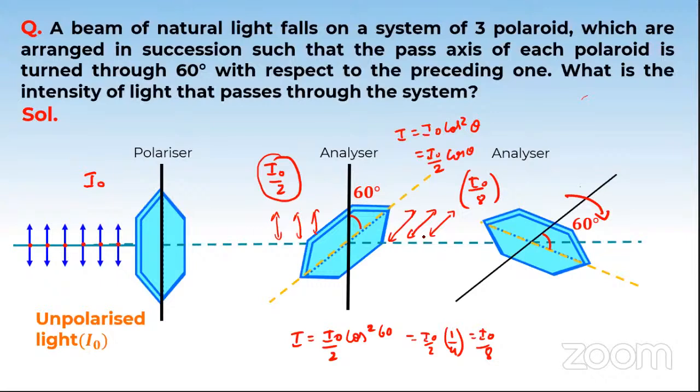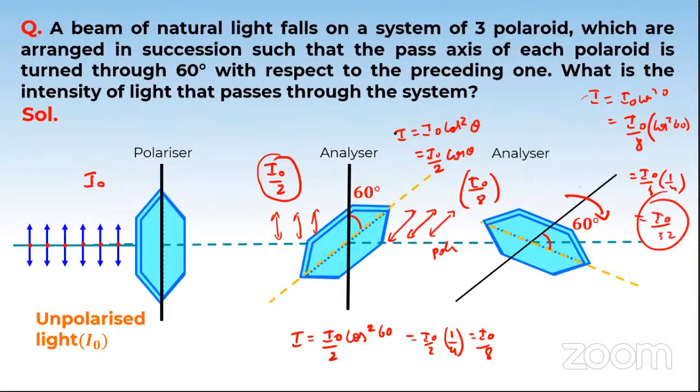See, I'm using a polarized light here for polarizing, so I have to use Malus law, which is again I is equal to I naught cos square theta. What is I naught, the incoming light? I naught by 8. And what is the angle? Cos square 60-degree. The angle between this light and this polarizer axis is 60-degree. Cos 60 is 1 by 2, 1 by 2 squared is 1 by 4. So I naught by 8 into 1 by 4 gives me I naught by 32. This is the final intensity after passing through all three polarizers.